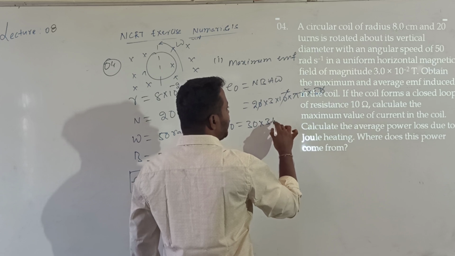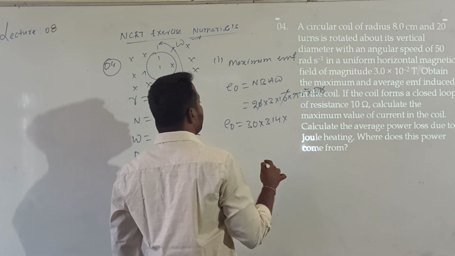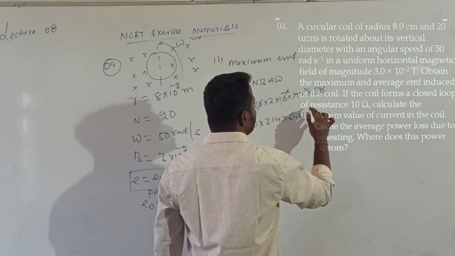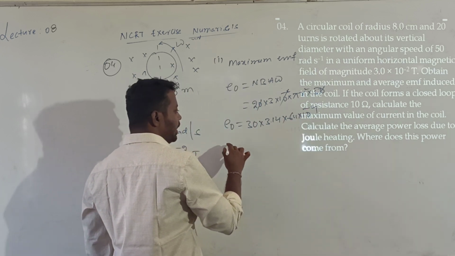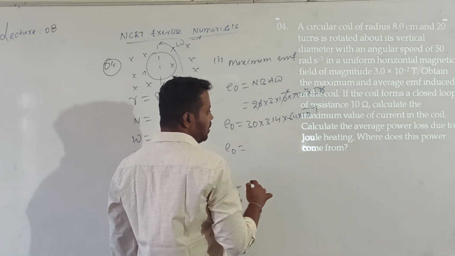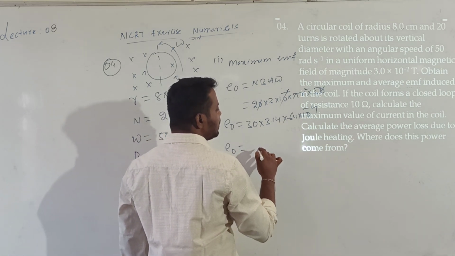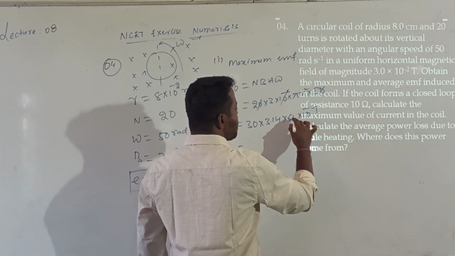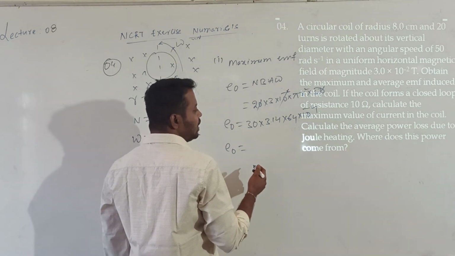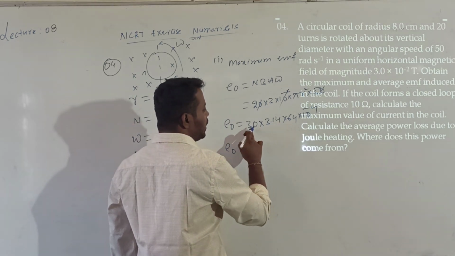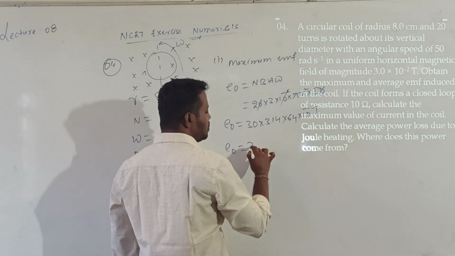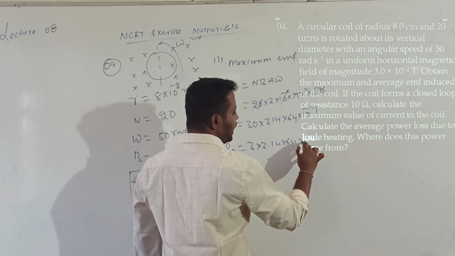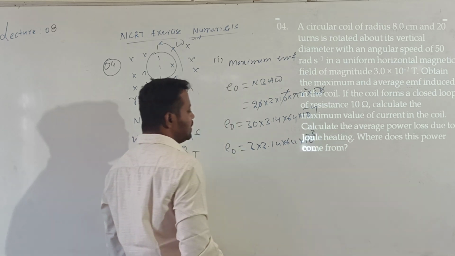30 into pi value 3.14 into r square value. So 64 into 10 power of minus 4. So what I will get as the answer for E naught: 30, 64 into, you can multiply this now. So 3.14 into 3 is 10 power minus 2, 3 into 3.14 into 64 into 10 power minus 3. So this is the answer.